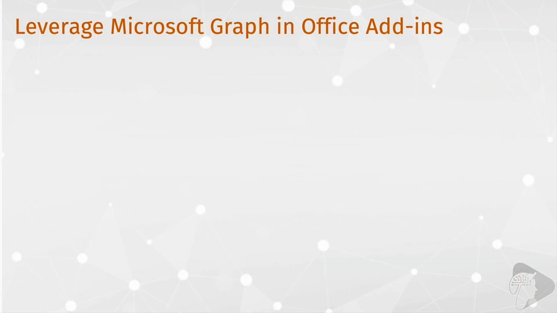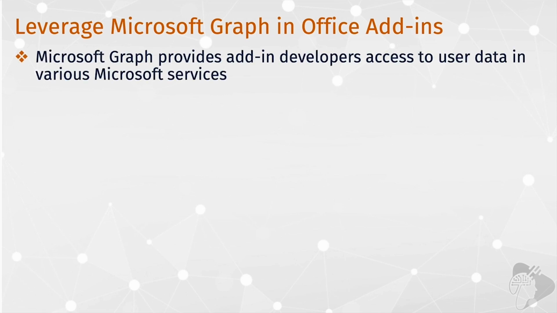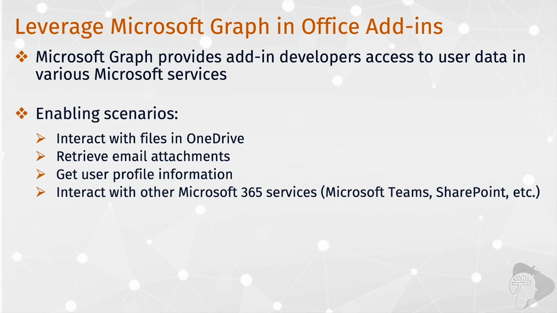Now, how do we use the Microsoft Graph when working with add-ins? There's a couple different things you need to know about this. Microsoft Graph is going to enable us to have access to users' data in Microsoft 365 services. It's the easiest way to do it because it's essentially a proxy to all the other endpoints that are available to us in Microsoft 365. So it enables us to do a lot of different things. It enables us to interact with files in OneDrive, receive email attachments, get user profile information, and interact with other Microsoft 365 services as well, such as Microsoft Teams and SharePoint.